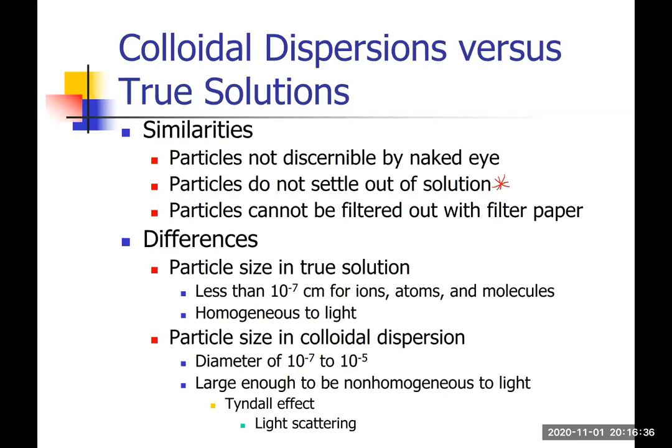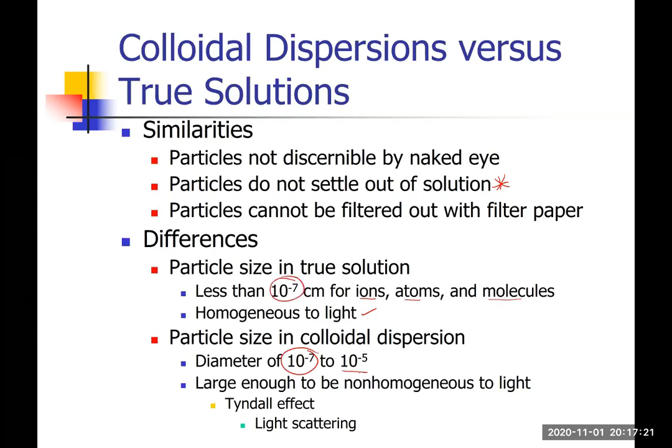What are the differences then between a true solution and a colloidal dispersion? The particle size in a true solution is less than 10 to the minus 7 centimeters, and we're talking about ions, atoms, and molecules. This is homogeneous to light, and we'll talk a little bit more about what we mean by that in a minute. The particle size in a colloidal dispersion is 10 to the minus 7 to 10 to the minus 5 centimeters. So a little bit larger. 10 to the minus 5 is slightly larger than 10 to the minus 7, but still, this is fairly similar here.